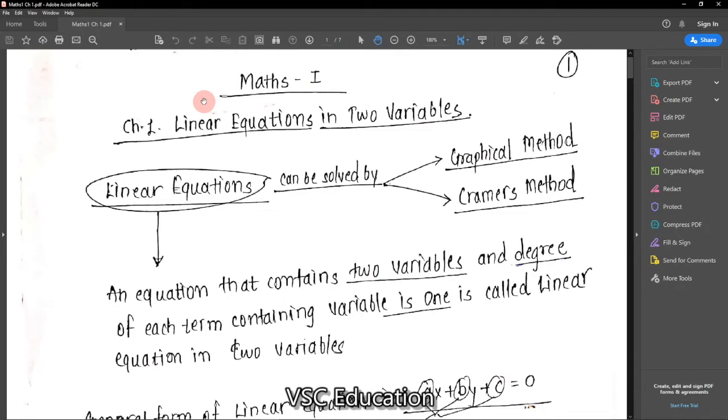Because of lockdown, we will complete a few chapters in our 10th standard syllabus through online or through video.